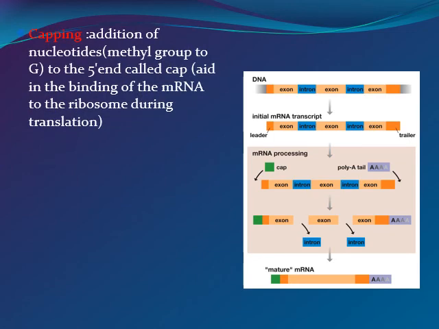The processing and modifying begins with capping. The first step is called capping. In capping, a nucleotide, meaning a methyl group, is added to the guanine at the 5' end, called the cap. It plays an important role in aiding the binding of the messenger RNA to the ribosome during translation.